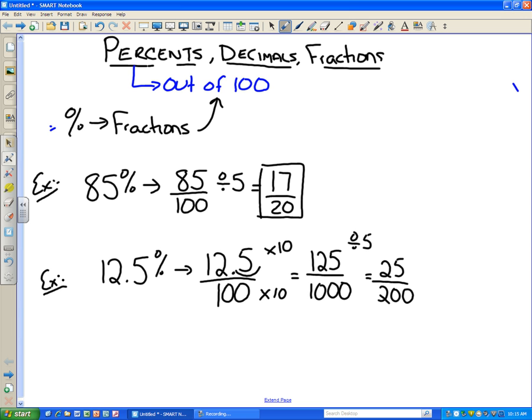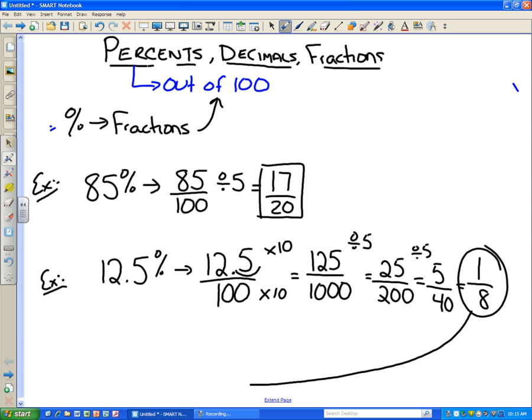I can reduce again by 5. I would get 5 out of 40. And I can reduce again to 1 out of 8. 1 out of 8 is less than 50%, which is a little bit closer to 0, which gives me my decimal of 12.5%.